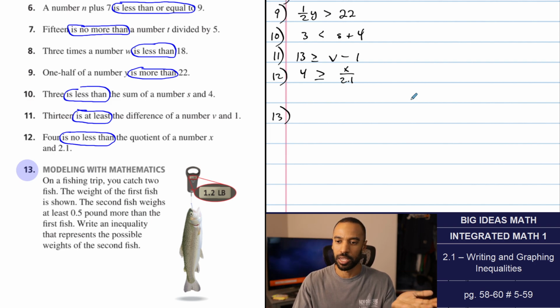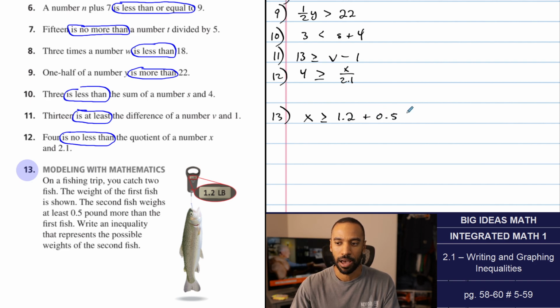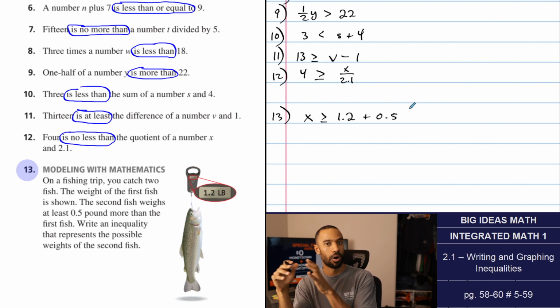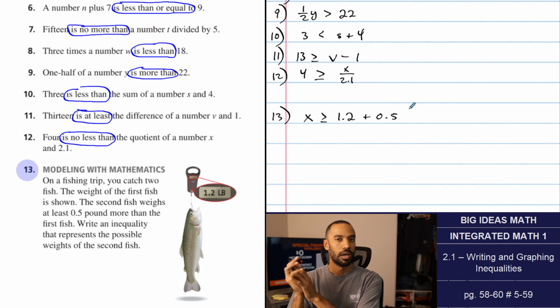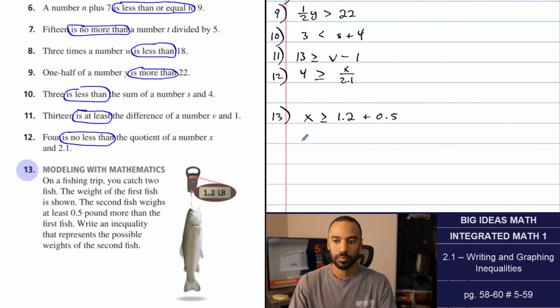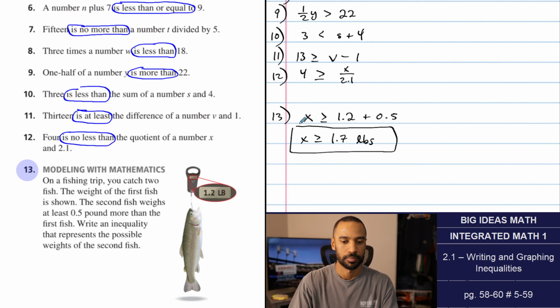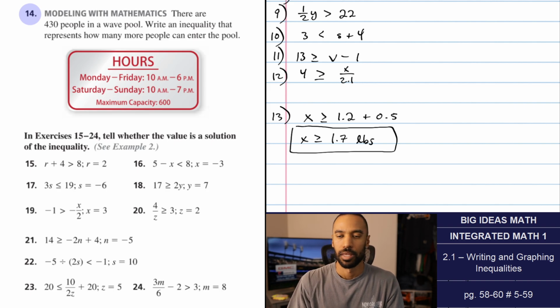They didn't give us a variable here. I'm just going to put x for the weight. The second fish weighs at least 0.5 pounds more. So x, this weight, is greater than or equal to whatever the first fish's weight is, plus an additional 0.5 pounds. The more than there is not part of the inequality statement. The more than is increasing this number here. So it's at least half a pound bigger. That means it's at least 1.7 pounds. That's what we're stating as a statement there. Okay. Number 14.